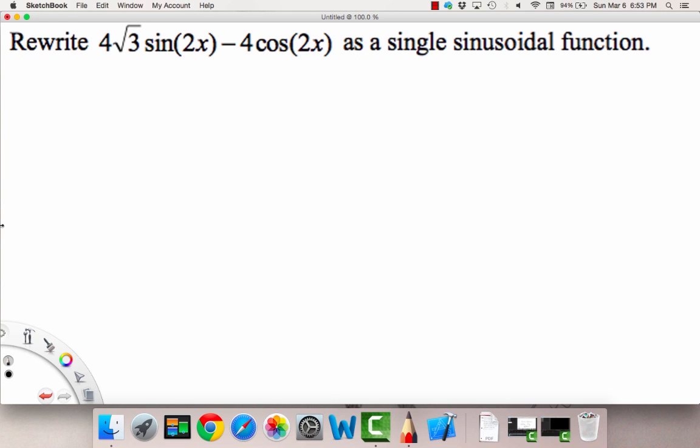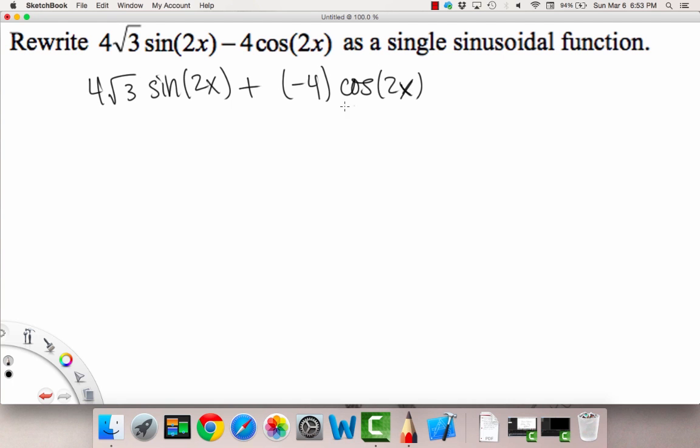Alright, so we're given the following problem to rewrite this thing as a single sinusoidal function, okay? And again, sinusoidal just refers to sine or cosine. Okay, so let's look at what we have. So we have 4 times radical 3 times sine of 2x, and then I'm just going to rewrite this as plus a negative 4 times cosine of 2x. So the first thing we note is that each of these portions have the same period because we have the same b, right?